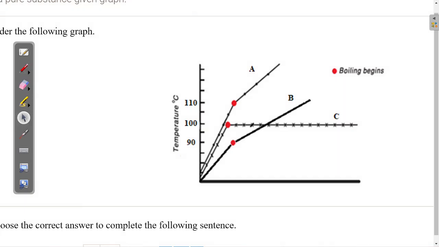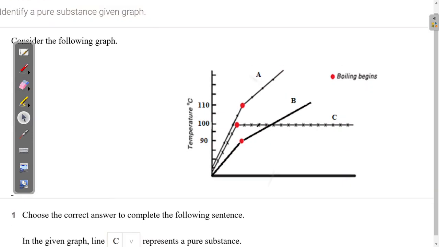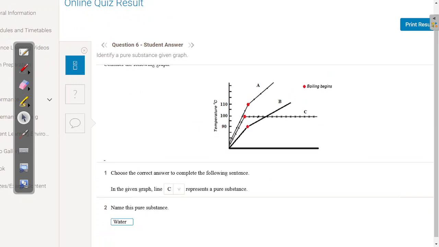So these A and B are impure, while C is a plateau perfectly. So it's pure. And since it boils at 100 degrees Celsius, it's water.